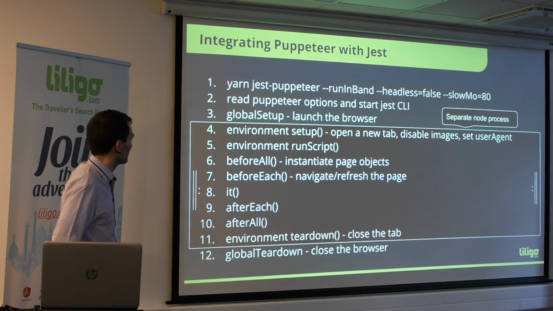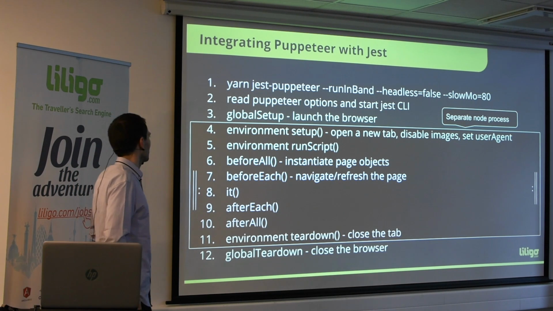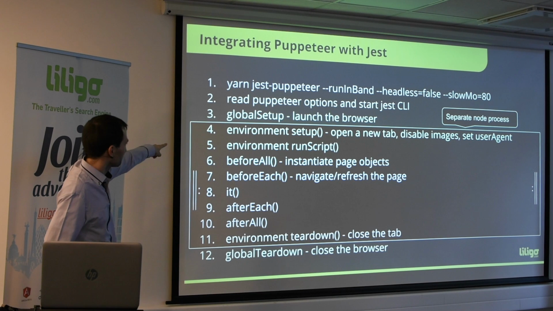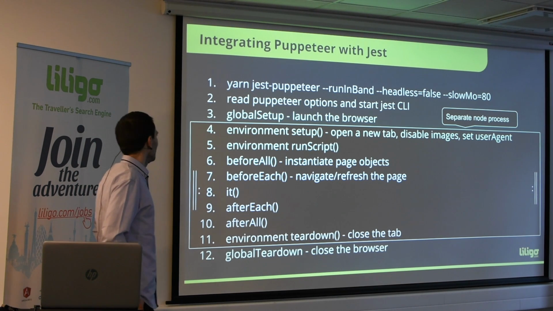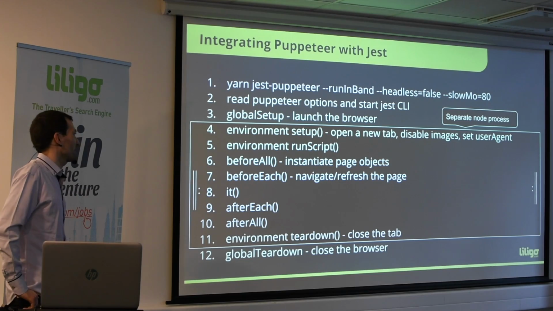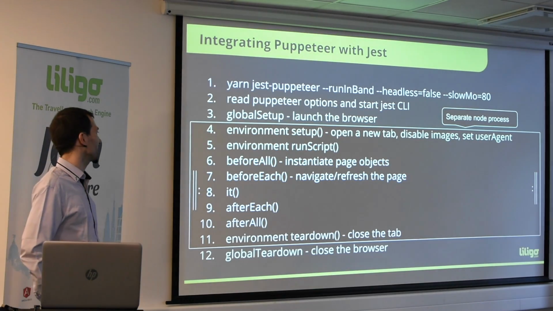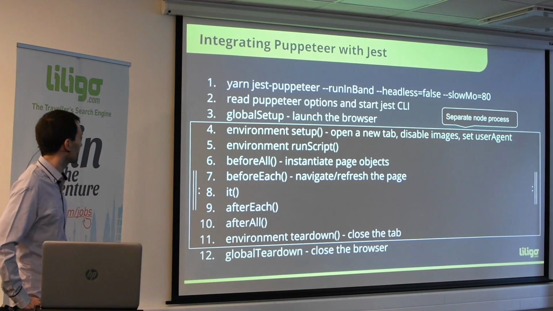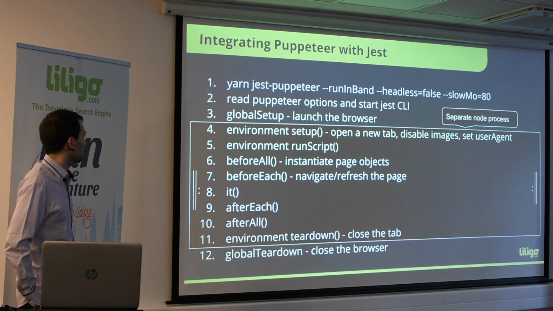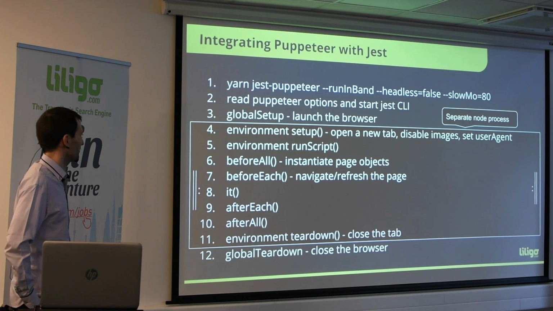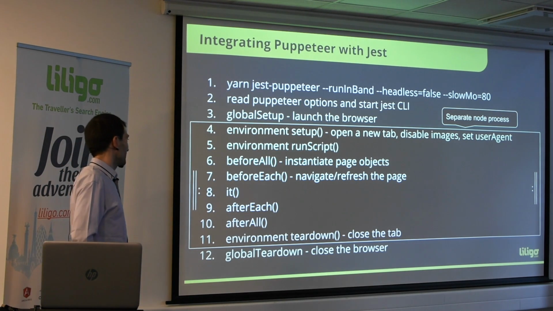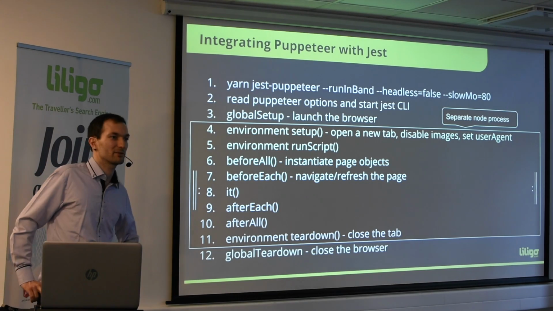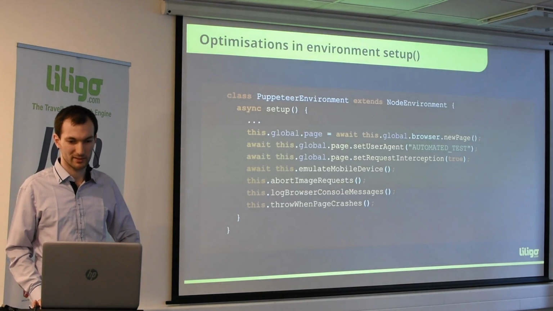And here's how you can do the integration. In the global setup, we launch the browser, and we're going to just close it in the end, after testing. In the environment setup, I open a new page for each of my tests and do all sorts of optimizations I'm going to talk about later. In my before all block, I instantiate my page objects, and in before each, I navigate or refresh the page where I want it to go.